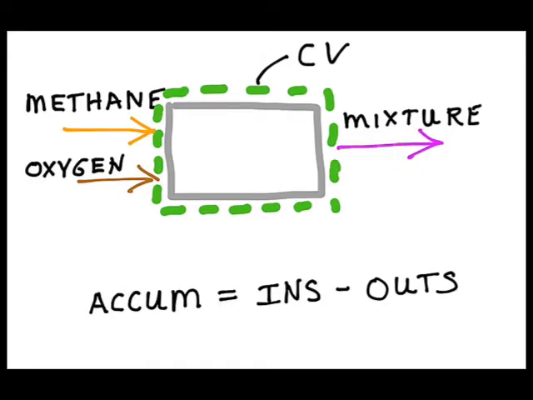The continuity equation says that accumulation of mass in my control volume is the rate of mass flow in minus the rate of mass flow out. Well, I don't expect any mass to accumulate in this tank because I expect it to be steady state. So I would see that the rate of inflow via methane and oxygen is equal to the rate of outflow of the mixture. Let's go ahead and get started with the problem solution.